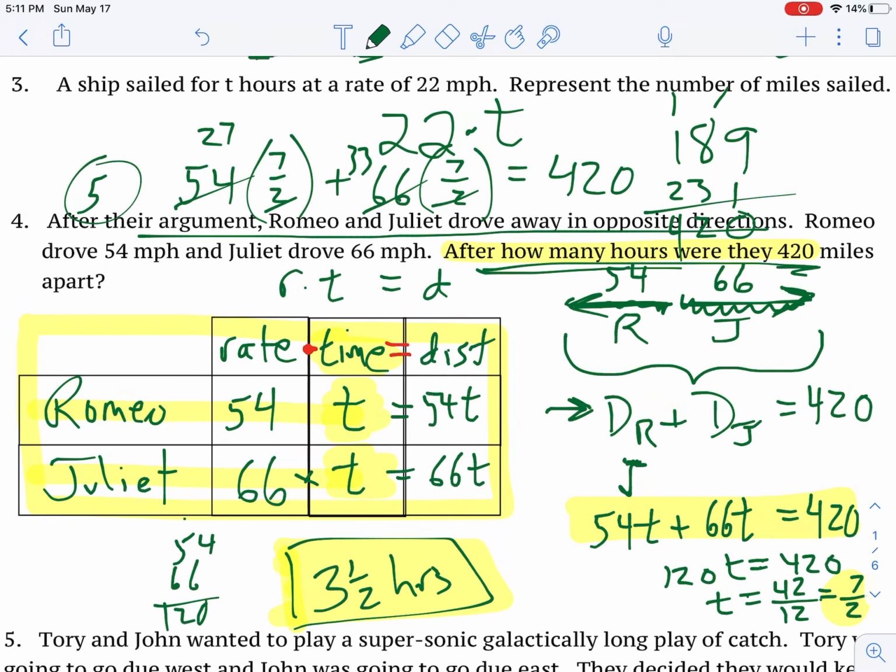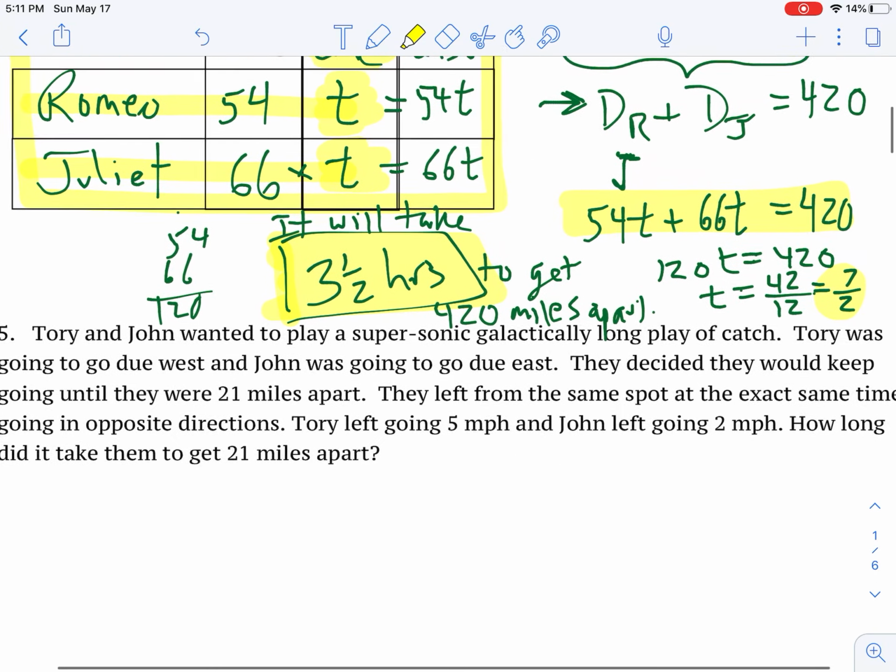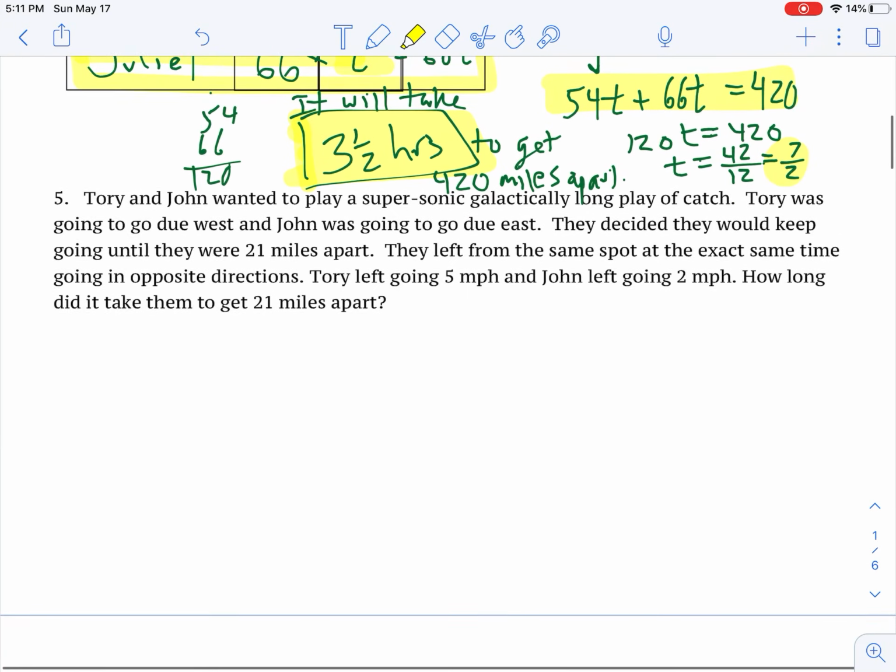Often I'll ask you to give the answer in a complete sentence. So something like, it will take 3.5 hours to get 420 miles apart. That would be an acceptable answer. And then make sure you show me that you checked it to earn all 5 of your points.